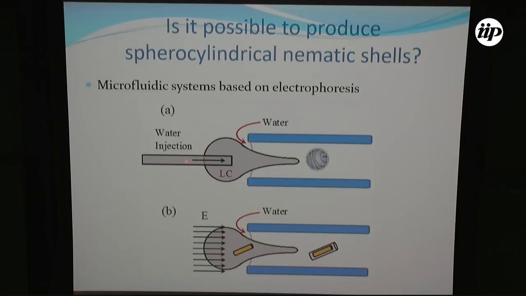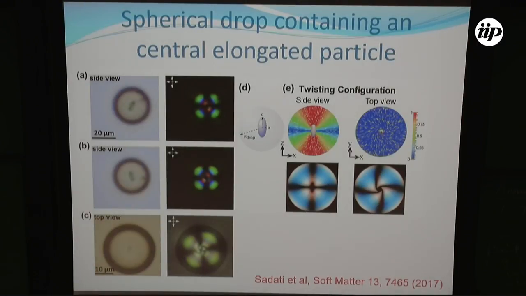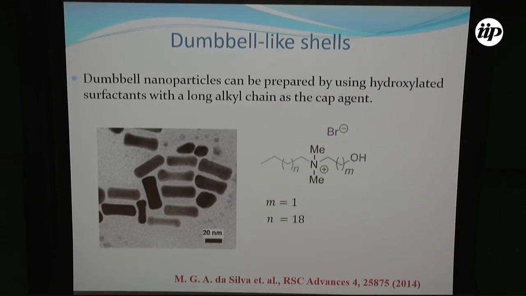Maybe in the original way, you use the water injection to produce the nematic shell. Maybe we can use electrophoresis to produce a shell of nematic liquid crystal around a gold nanoparticle. A similar result was obtained last year. In this case, they obtained a spherical shell around an ellipsoid nanoparticle. This is a paper in Soft Matter, and they observed interesting topological configurations. It's another group.